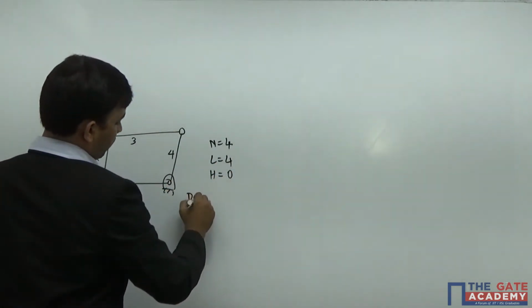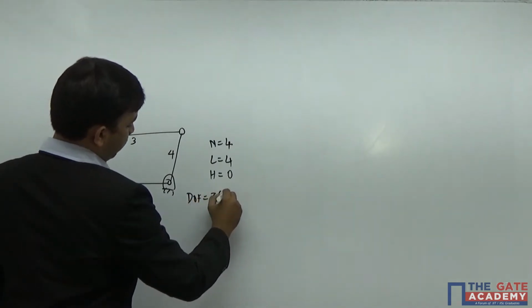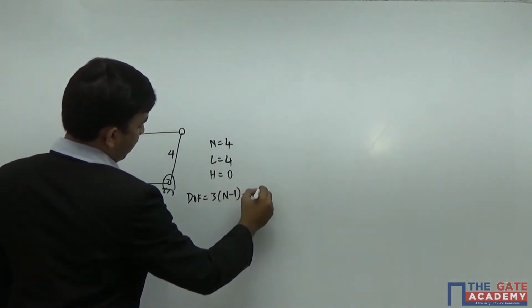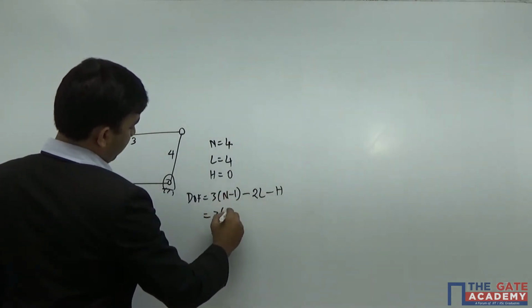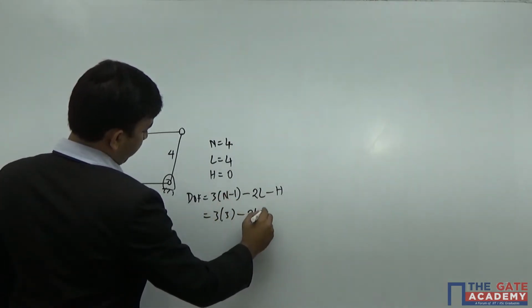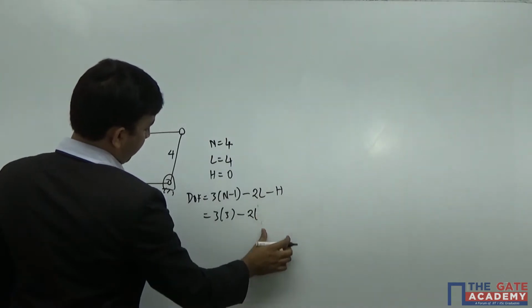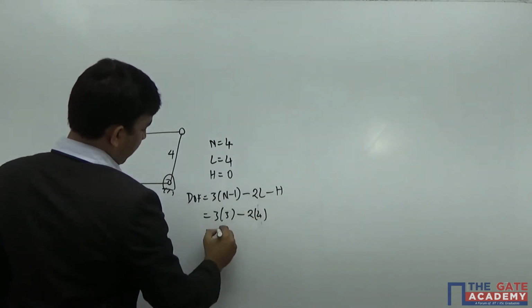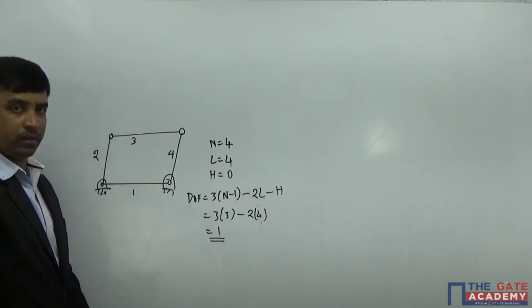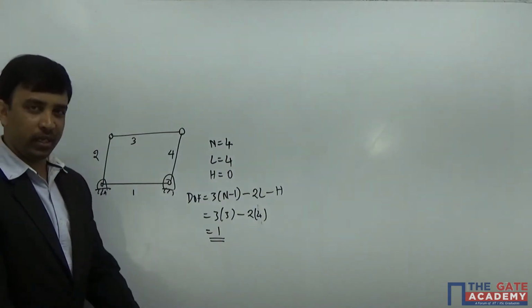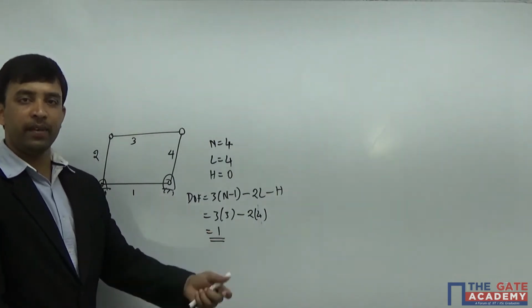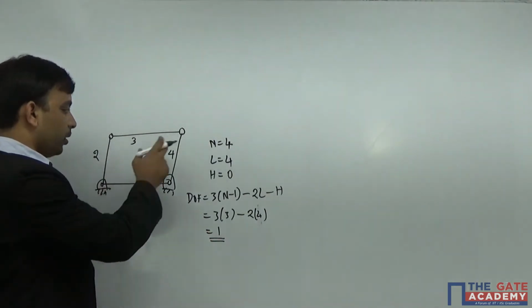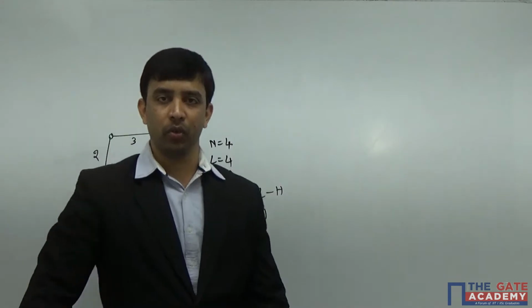And the degrees of freedom is 3 into (n minus 1), minus 2 times lower pairs, minus higher pairs. So 3 into (n minus 1) minus 2 times lower. The degrees of freedom for this mechanism is 1. So what does degrees of freedom 1 indicate? It indicates that for a unique input, you will have a unique output. So if I give one input, I will get a predictable output.